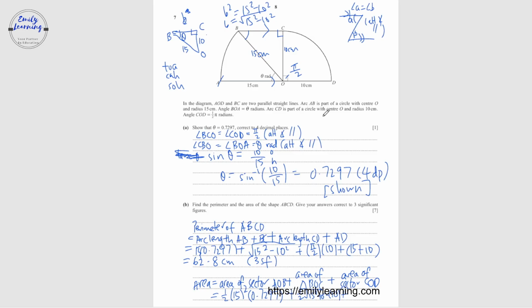Finally, find the area of this sector. Okay, so it's again half. The radius is 10 squared times this angle here, which is pi over 2. Type everything into your calculator and round it off to 3 significant figures. You should get 217 cm squared.